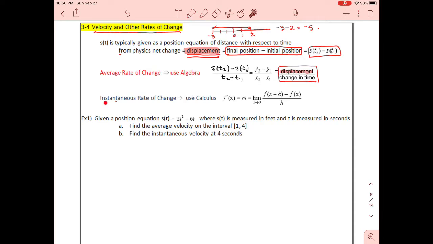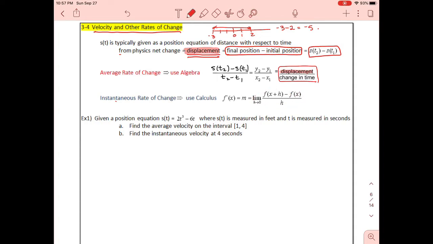Instantaneous rates of change. Instantaneous rate of change was always calculus, and that's a derivative. So when you hear instantaneous rate of change, you automatically should be thinking derivative. And of course, there's your definition of a derivative, the ADQ.